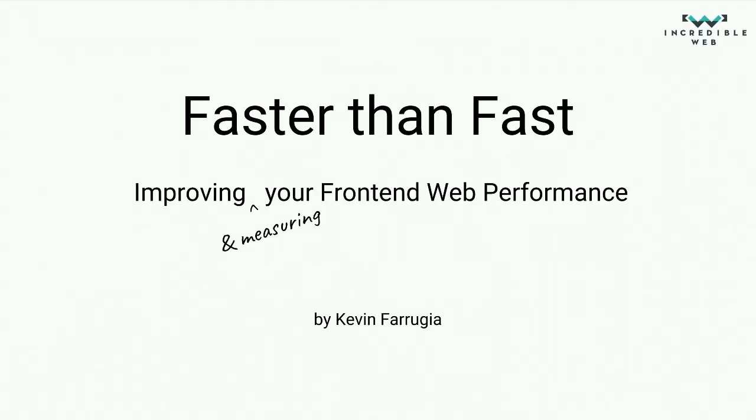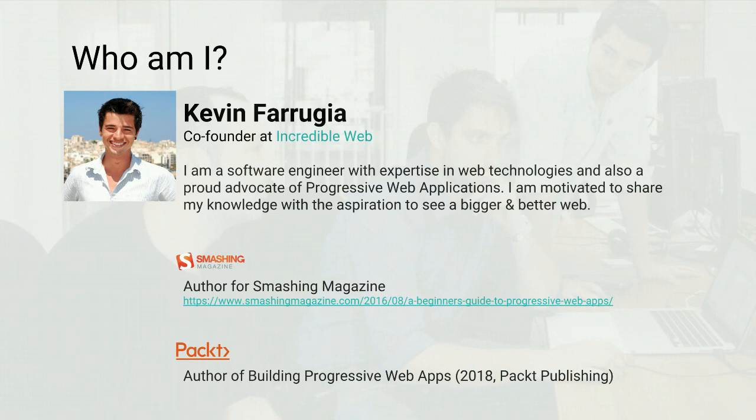So let's get started. A short introduction about myself. I am Kevin Farrugia. I'm a co-founder at Incredible Web, a software development company based in Malta, and we develop a wide variety of software applications, ranging from websites and mobile applications to more complex artificial intelligence applications. Over the past 2 years, we have been actively involved in progressive web applications, or PWAs, and this has pushed me to investigate and research more on website performance, as this is one of the prerequisites for a top-performing PWA.